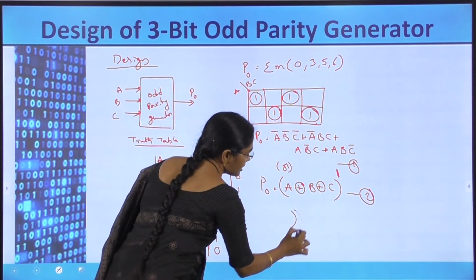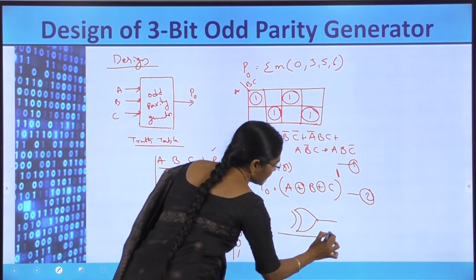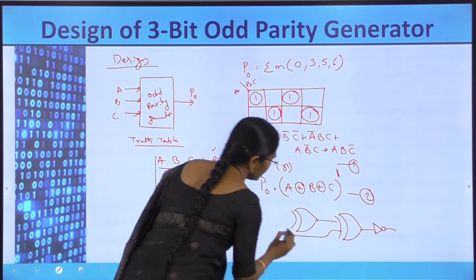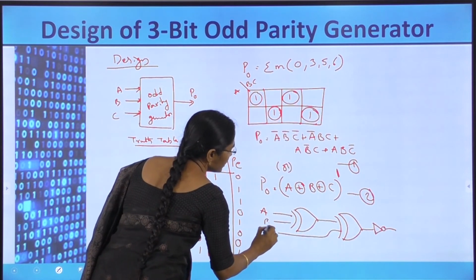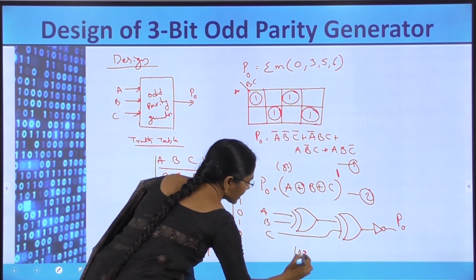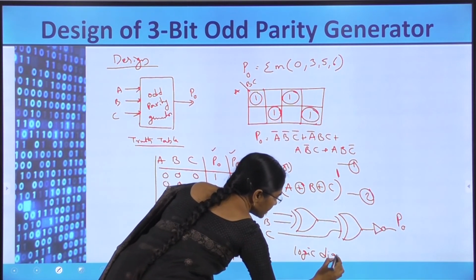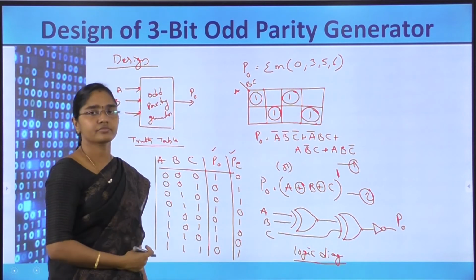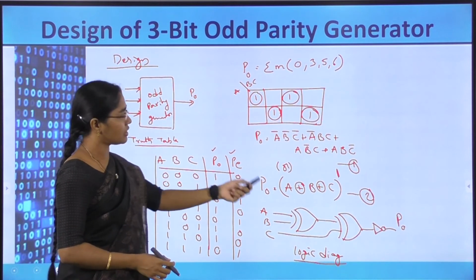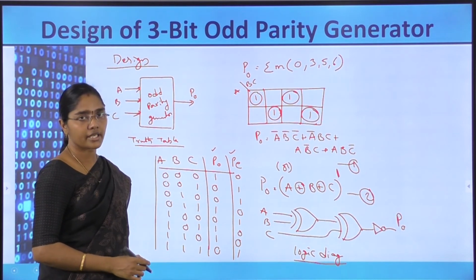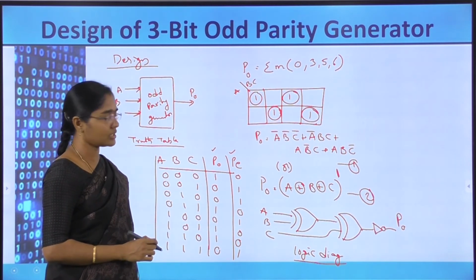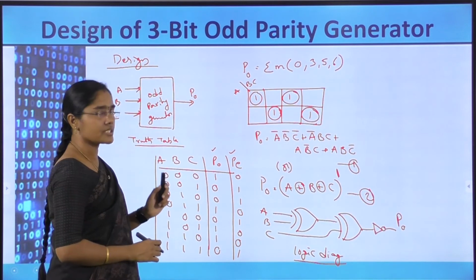So if I represent this with XOR gates, it is simply XOR gates with an inverter at the output, with inputs A, B, C and the odd parity output. This is the logic diagram part of the 3-bit odd parity. So: definition, truth table, then logic expression, then logic diagram. The logic diagram uses XOR gates and an output inverter for the odd parity generator.